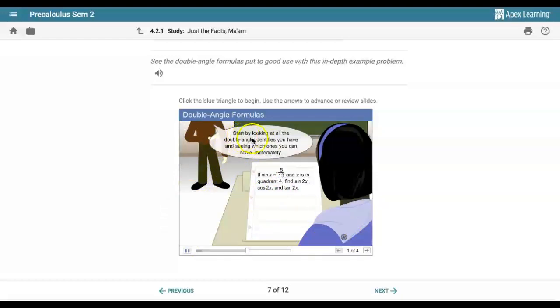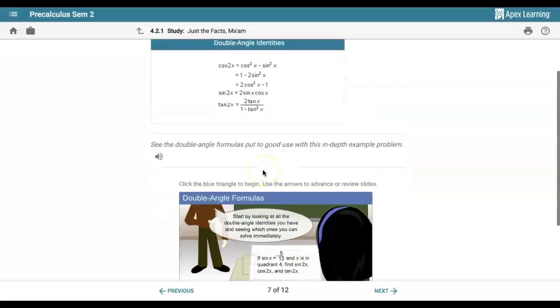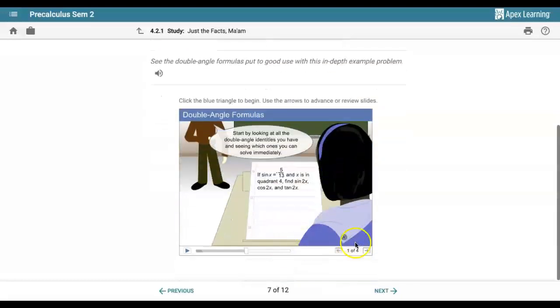And up here it's saying to start by looking at all the double angle identities you can see and seeing which ones you can already solve immediately. So we know that sine x is equal to this. Looking at our double angle identities, what can we solve already, if anything? What only uses sine of x?